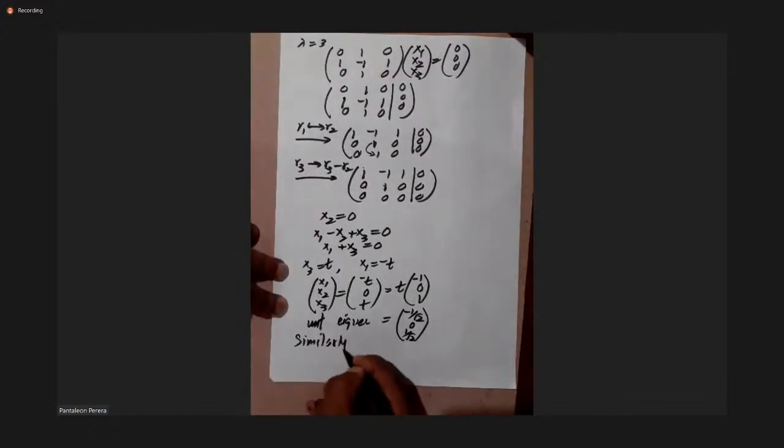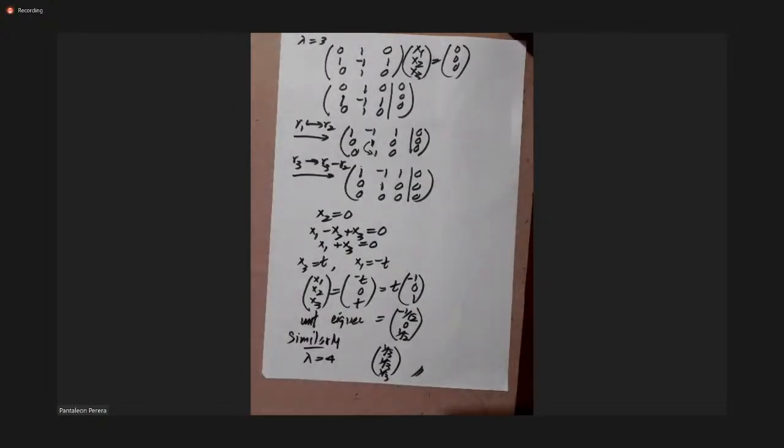Similarly, for lambda is 4, the eigenvector is this. You can find it like that.